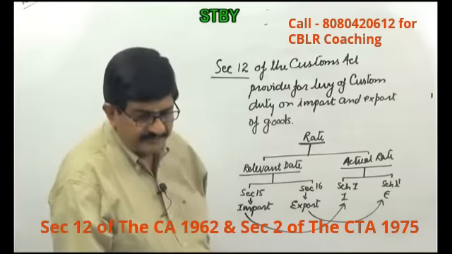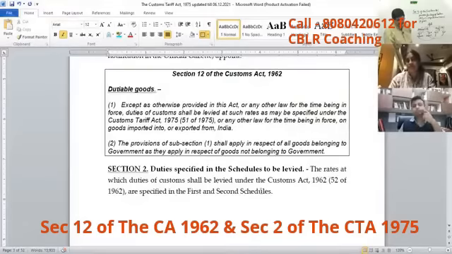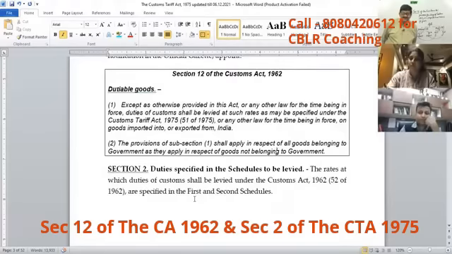So as far as section 2 is concerned, what it says is that the rates at which the duties of customs shall be levied under the Customs Act are specified in the first and second schedule. That is already known to you, what is there in the first schedule, what is there in the second schedule. And Customs Act section 12 talks about basic customs duty only, nothing else. All other duties are in the Customs Tariff Act. Is this clear? Okay, you can add one more line below that. Section 12 of the Customs Act provides for BCD only. All other duties are under the Customs Tariff Act. Make a note of that.